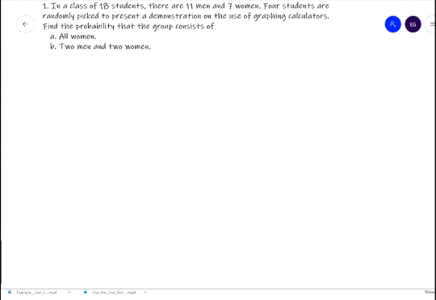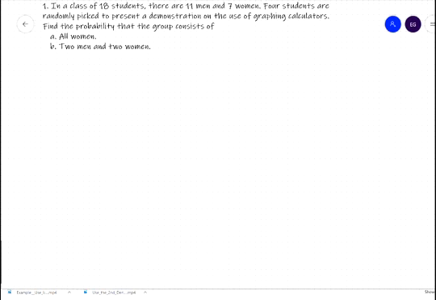In a class of 18 students, there are 11 men and 7 women. 4 students are randomly picked to present a demonstration on the use of graphing calculators. Now we have 2 questions. 1, find the probability the group consists of all women, and 2, find the probability the group consists of 2 men and 2 women. All right, so let's look at part A.